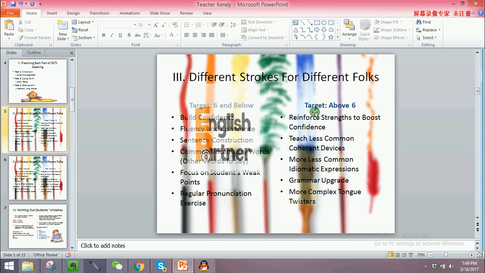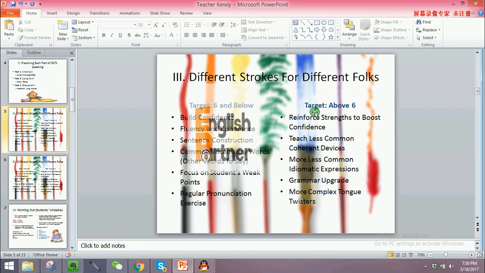So we focus on fluency and coherence, basic sentence construction, and I teach them other words to say the common vocabulary words. For example, happy. Well, I teach them to forget the word happy and instead learn new words like delighted, merry, joyful, glad, ecstatic, and so on. We concentrate on the students' weak points for us to improve them, and we do regular pronunciation exercises, especially on sounds or pronunciation that they struggle with.